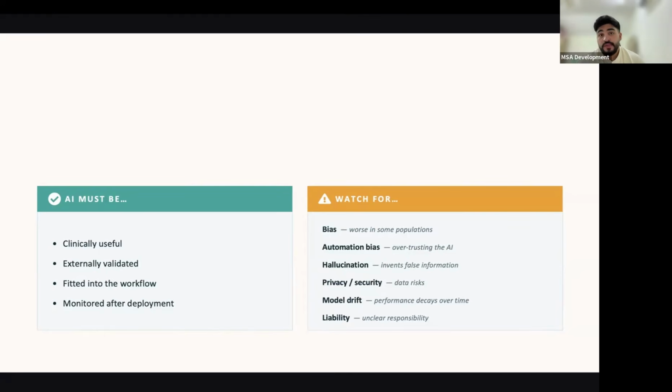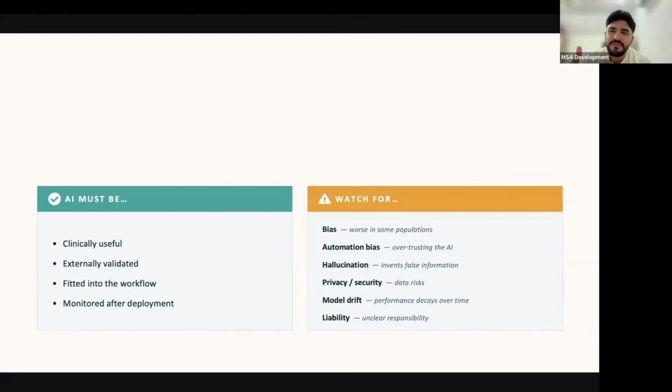Sometimes privacy and security: the data that we're feeding is very sensitive data. We're feeding it confidential information about patients. So sometimes it could leak this data, right? So this is something to watch. Then the model drift. Sometimes we're operating on a model, using this model for 3 to 5 years. It could get outdated, right? And its performance could decay with time.